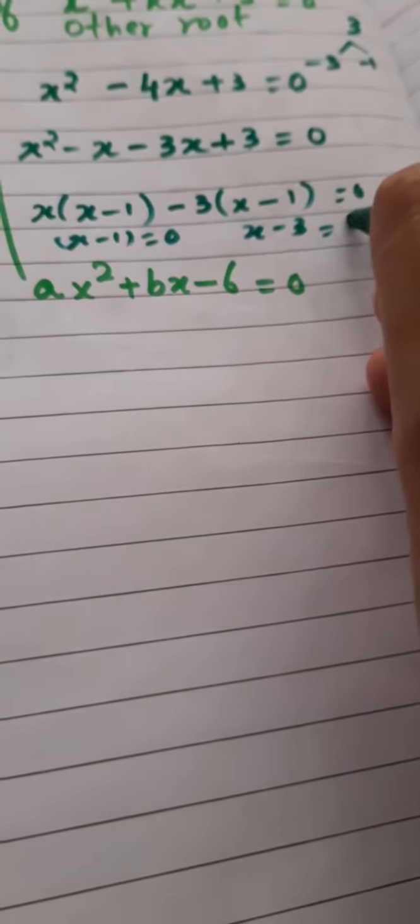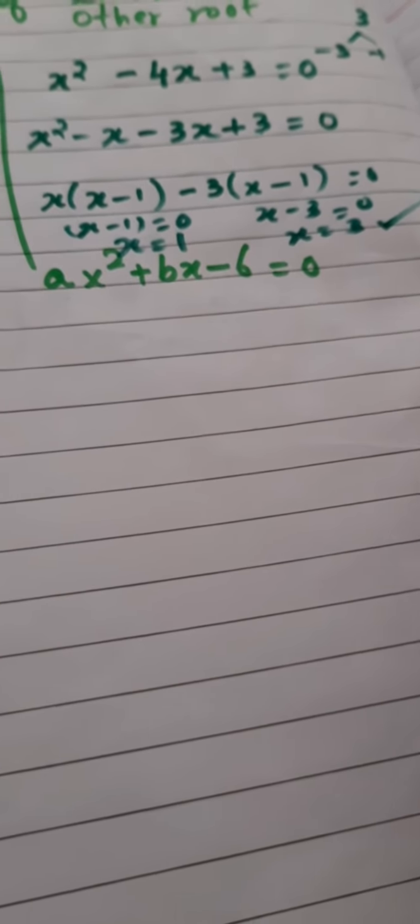So we are going to get x minus 1 equal to 0 and x minus 3 equal to 0, so x equal to 1 or x equal to 3. So the other root is 3.